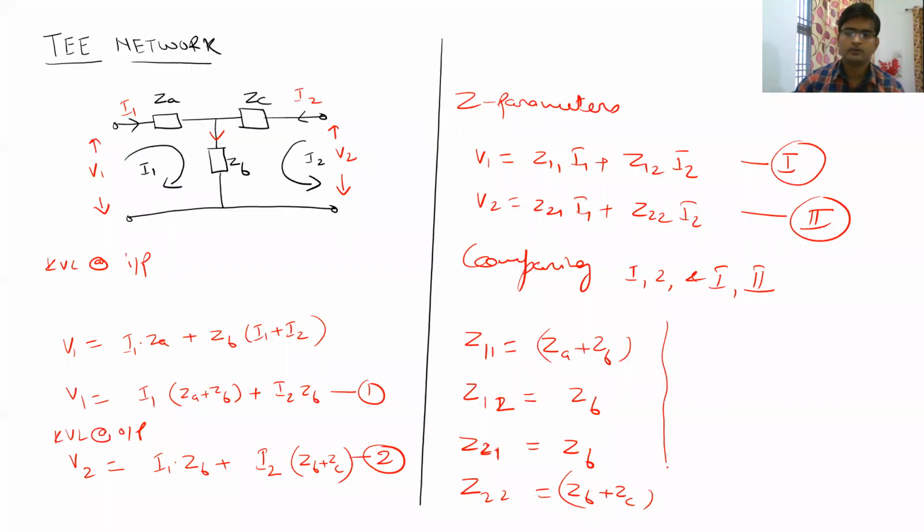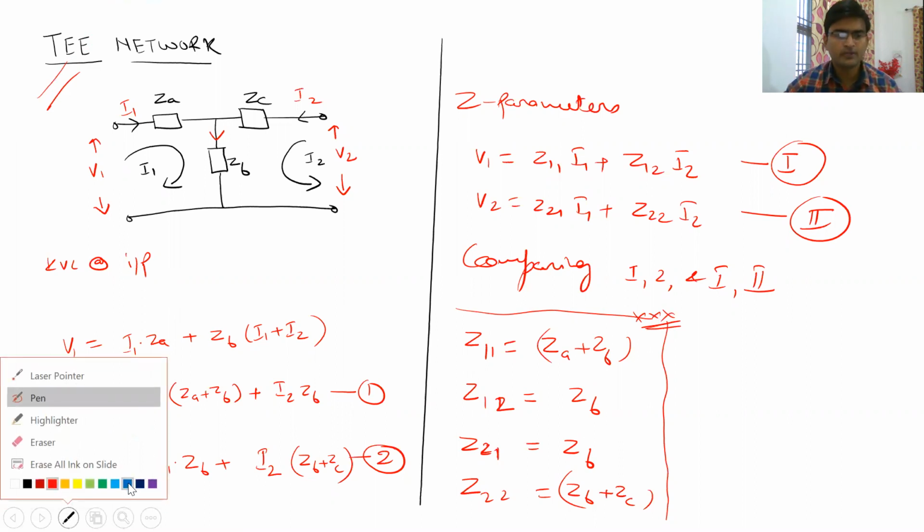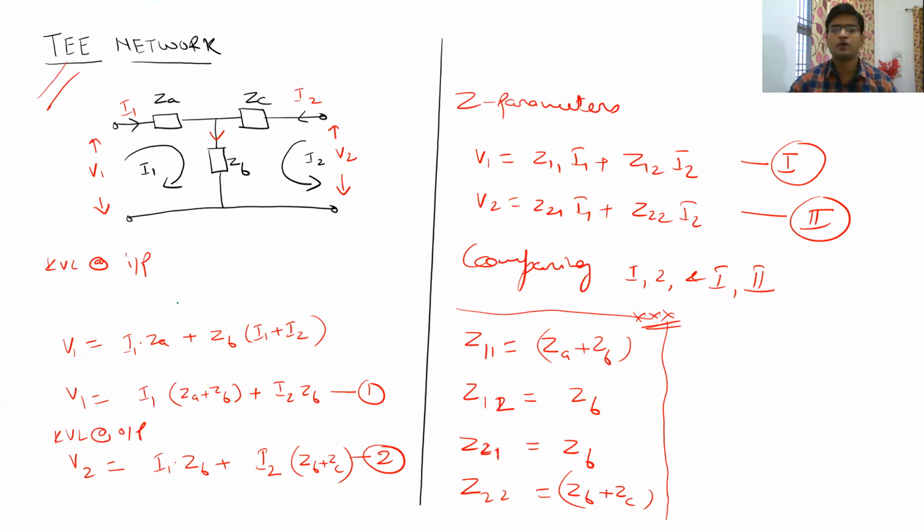Okay, so these are the values of Z parameters you will get for any T-type network, this type of network. So if a network is given like this, you can directly use these formulas to find the Z parameters. So what I mean to say is that it would be easier for you to solve such circuits using Z parameters, right? Because it will be very easy to find all these Z parameter components.